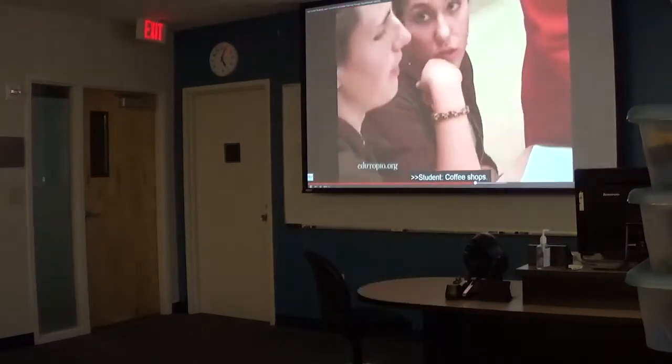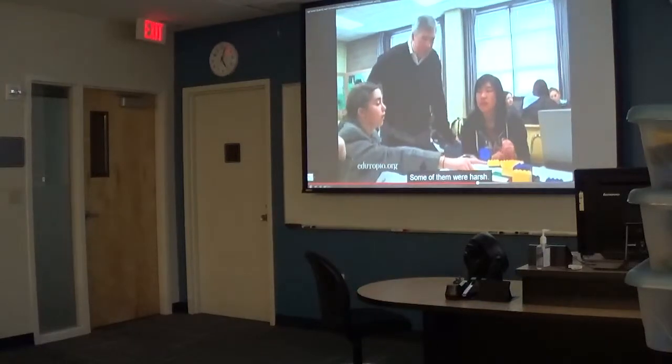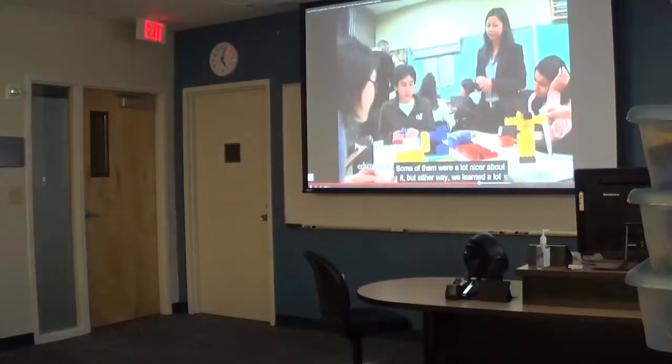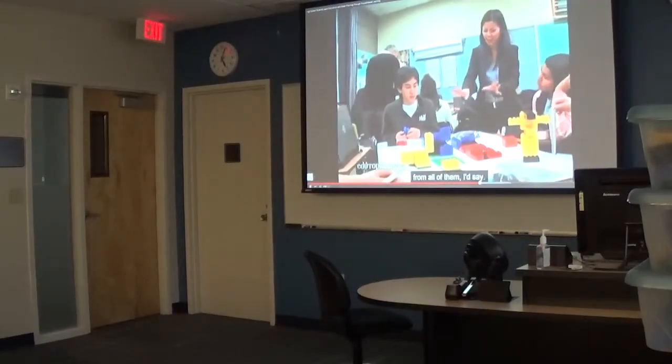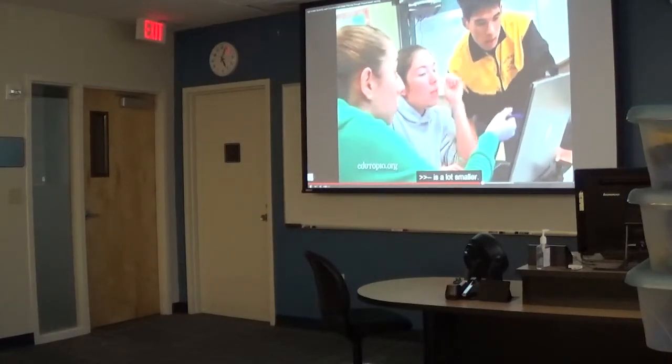Restaurant. Coffee shop? Also, we had the experts come in and question us. Some of them were harsh, some of them were a lot nicer about it, but either way, we learned a lot from all of them, I'd say. Yes. This way we have less offices and mid-rise. It's not small. We also have a mid-rise.